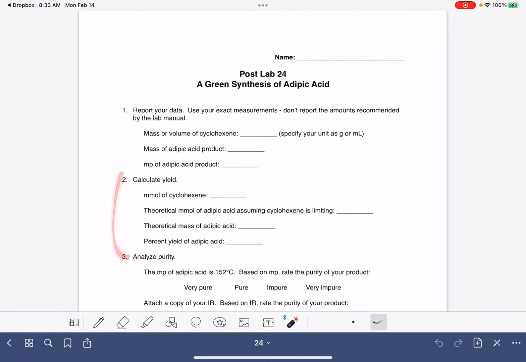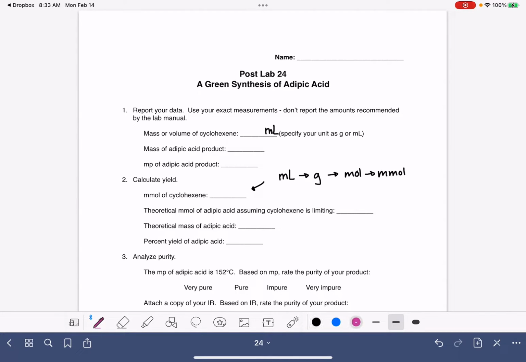In problem number 2, you're going to be calculating your yield, starting by calculating the millimoles of cyclohexene. So up here, if you measured cyclohexene by volume, so if you had the volume of cyclohexene and you used milliliters as your units, in order to calculate the millimoles of cyclohexene, you're going to need to convert from milliliters into grams first, and then you can convert from grams into moles, and then of course into millimoles.